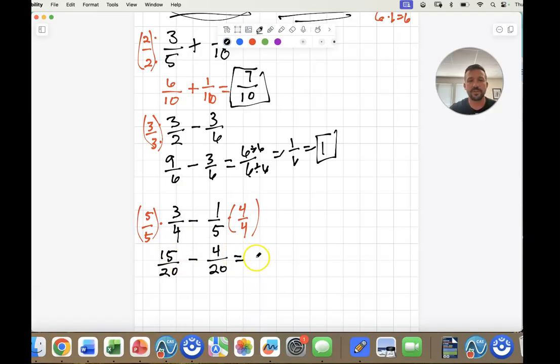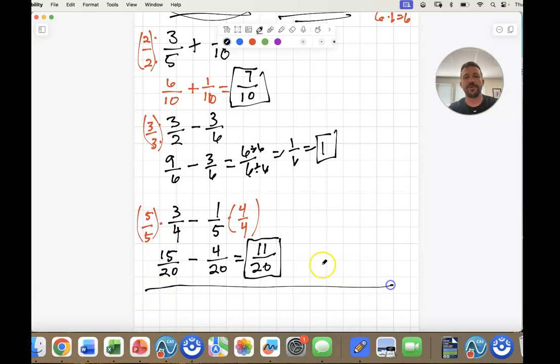Okay, and then we just do the same thing we're doing. Common denominator is 20. It stays the same. 15 minus 4 is 11. And that does not simplify. 11 and 20 are not divisible by any common numbers. Okay, 11 over 20. Now we got all those done.